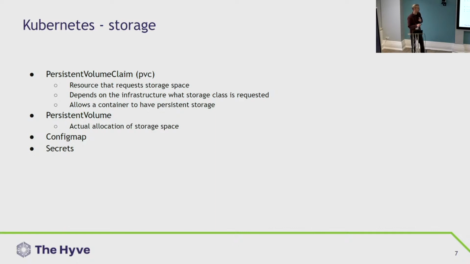Then there's two types of read-only storage. This is the config map and the secrets. In config map, you can mount config files, and the containers can read them. So this is quite useful to configure your cluster. And then with secrets, it's kind of similar, but they're more protected than config maps.